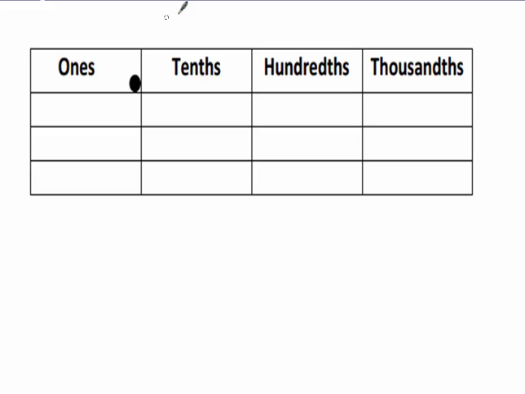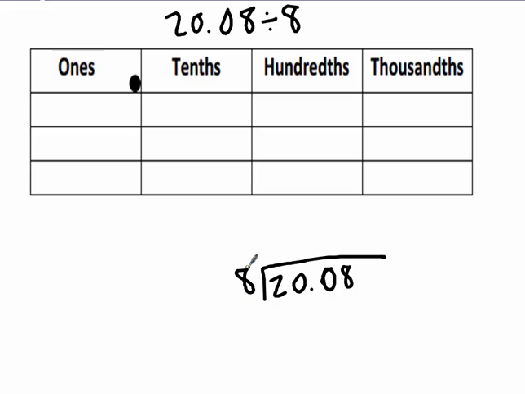Let's try another one. 20 and 8 hundredths divided by 8. What is that going to look like? Well, let's try using my long division strategy. So what I have is a decimal on the inside, no decimal on the outside. So I bring that decimal straight up. 8 goes into 20 2 times.